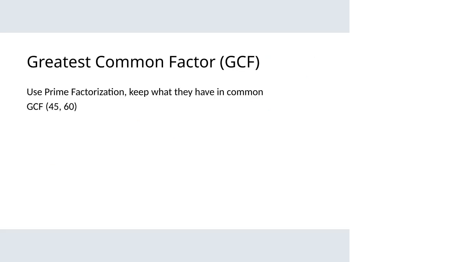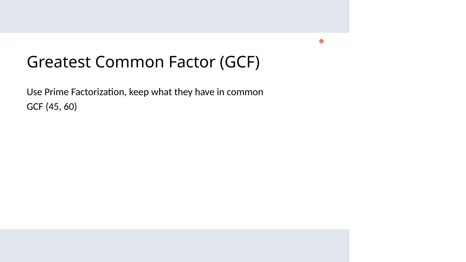Greatest common factor. The greatest common factor is the biggest number that will go into two numbers. That's a little clumsy, isn't it? Okay. If we want to find the greatest common factor of 45 and 60, what we're looking for is the biggest number that will go into 45 evenly that will also go into 60 evenly with no remainder. So if we divide by this number, it'll go into 45 evenly. It'll also go into 60 evenly with no remainder.